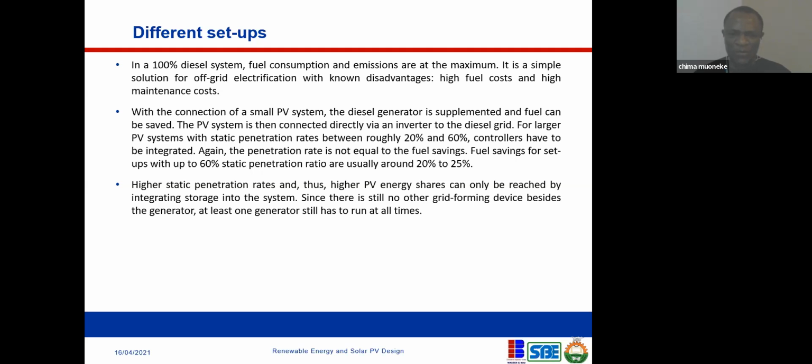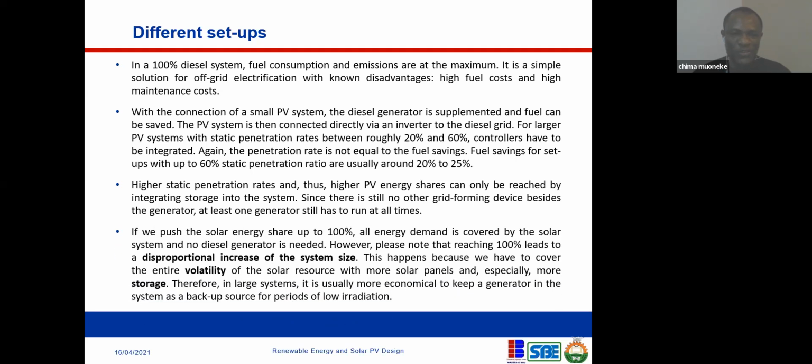Your appliances will go off because there is not enough power to sustain your equipment. So for this reason, it is recommended that your generator must be running. Even though you're using your solar panel, your generator must be running so that if there's a shadow on the solar panel and production from your solar panel drops, your generator can quickly pick up the load and keep powering your system. That's what it's trying to say, that since there are still no other grid forming devices besides the generator, at least one generator still has to run at all times.